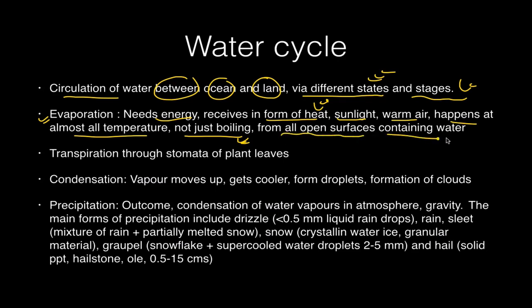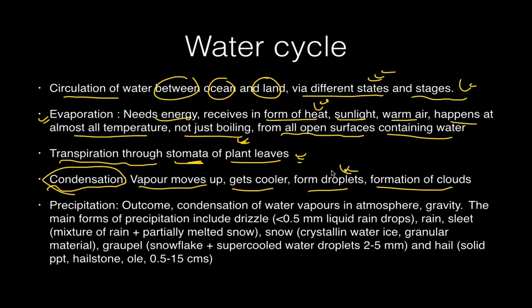It happens from all the open surfaces which contain water. Now transpiration through stomata of plant leaves is also there. So we have known this is called evapotranspiration. Condensation brings all of that back. Vapor moves up, gets cooler, forms droplets, formation of clouds, then rain, precipitation. Now precipitation is the outcome of condensation of water vapors in the atmosphere and falls under the influence of gravity.